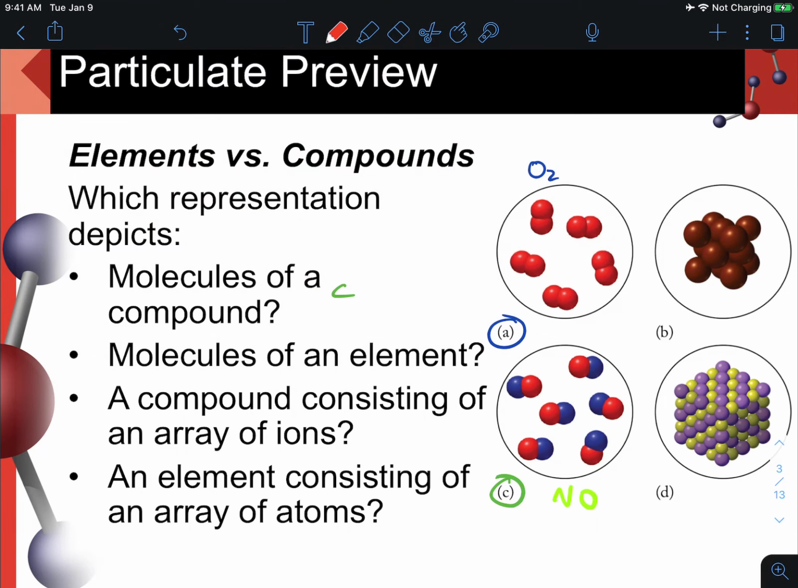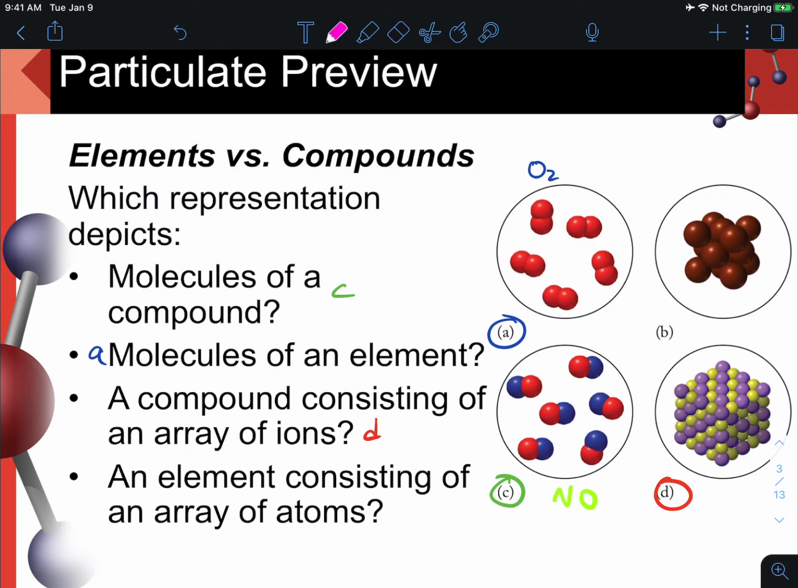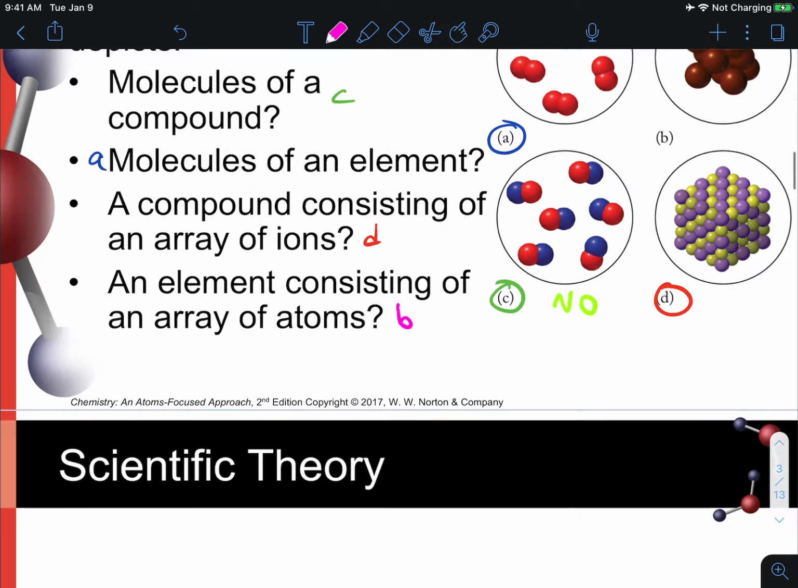A compound consisting of an array of ions. So compound, once again, you have to have two different types of spheres color-wise. So this would be D here. This one was A. And then an element consisting of an array of atoms. So an element, you have one type of atom, but it's an array. So it's a solid array. So once again, we get B here. This might be like copper or iron over here. So that's the way you go about distinguishing these.